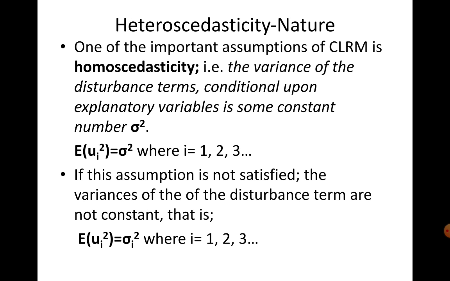When it is not satisfied, technically or mathematically, we can write it as the expectation of ui square is equal to sigma i square. So when it is u1, your variance term is sigma 1 square. When it is u2, your variance is sigma 2 square, and sigma 1 square, sigma 2 square, sigma 3 square and so on need not be equal to each other. So in effect, I am saying that the variance of the error term is different for different values of xi, and this is called heteroscedasticity.